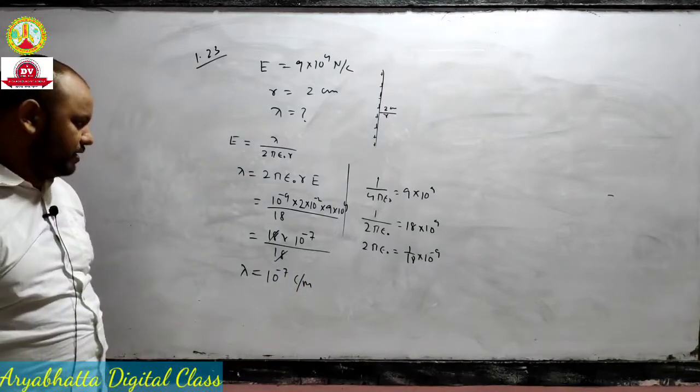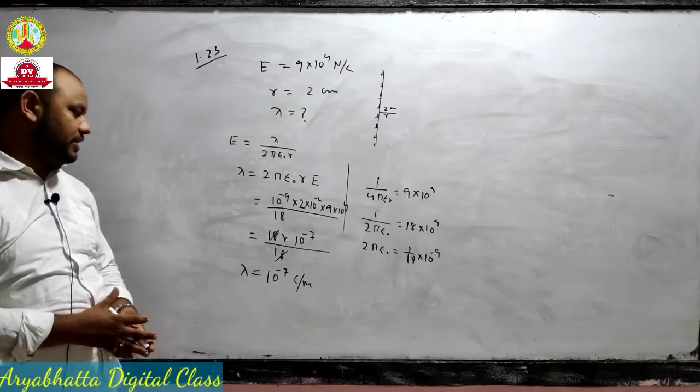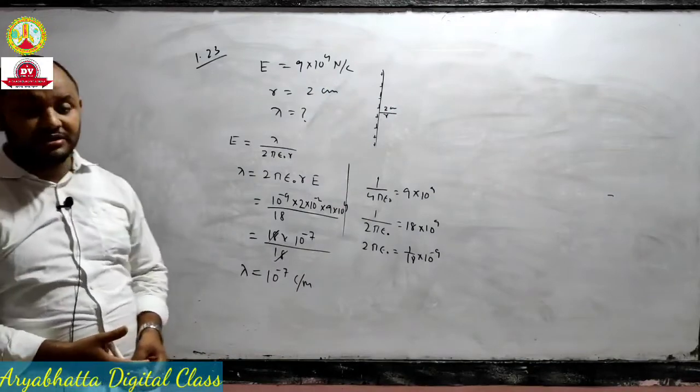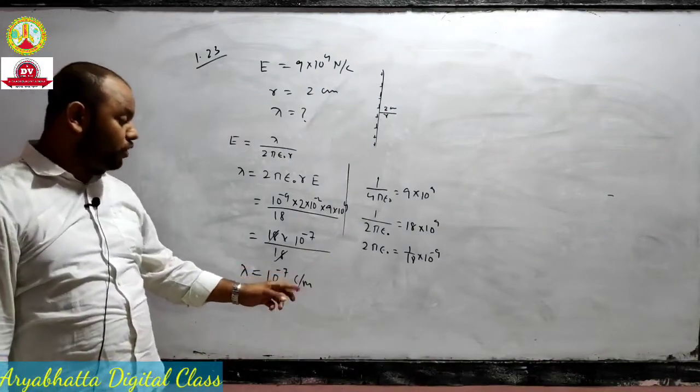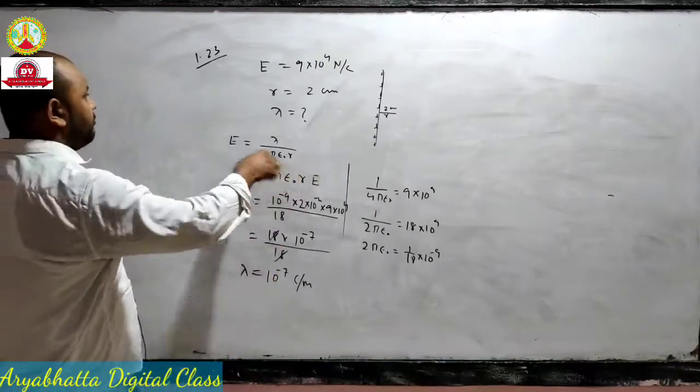Coulomb per meter. Here lambda is the linear charge density. That means the amount of charge per unit length is 10 to the power minus 7 coulomb per meter. This is the numerical of this type.